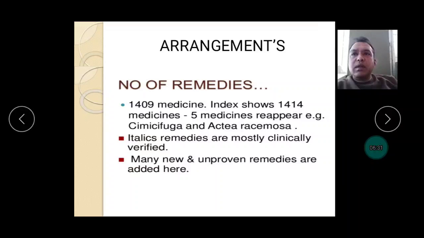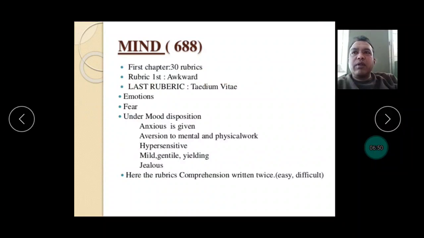Arrangement number of remedies: 1409. The arrangement shows that in the index of 1414 medicines, 5 medicines reappear, for example Cimicifuga, Actaea racemosa. Italics remedies are the most clinically verified. Many new and unproven remedies are added here, right? So this is basically the arrangement of remedies.